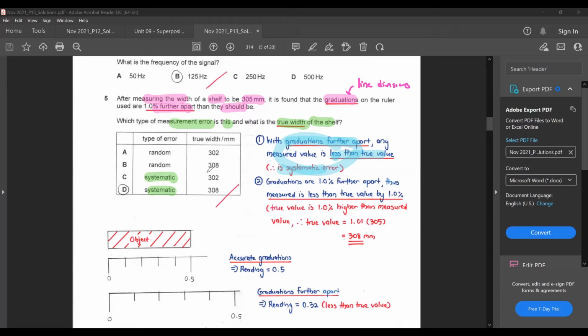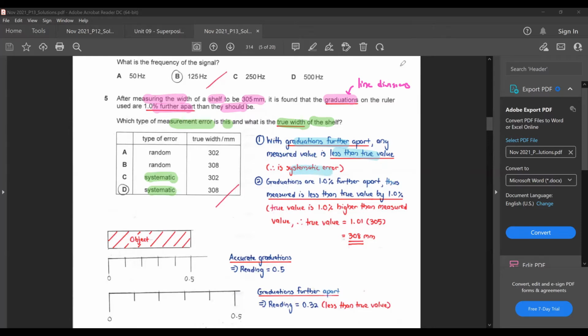true value. So remember, I mentioned that systematic error is where all your measurements are always either above or below your true value. If one of them is above, all of them should be above. If one of them is below, all of them should be below. That is what systematic error is. So with your case here, since your graduations are further apart, if you use that same ruler to do any measurements, your measured value will always be less than your true value. So it's actually systematic error.